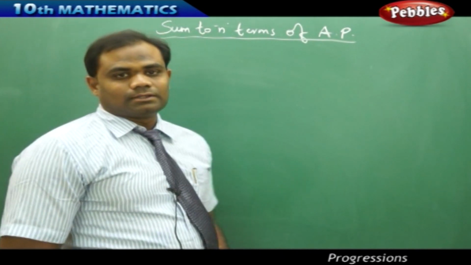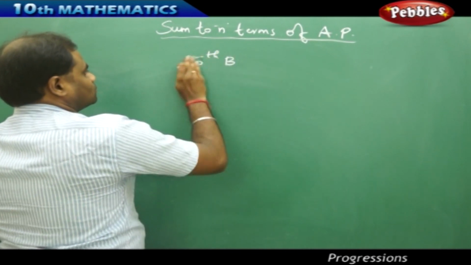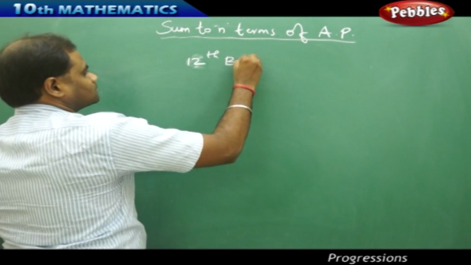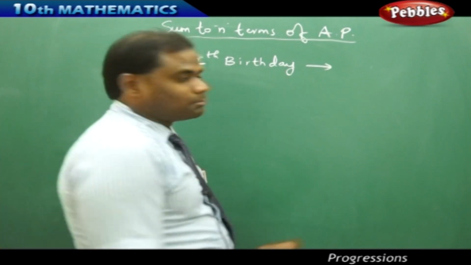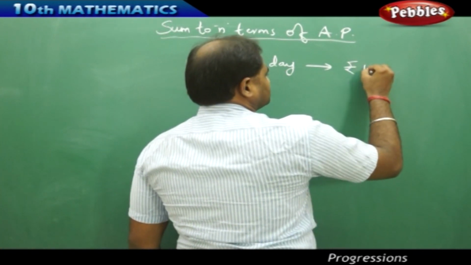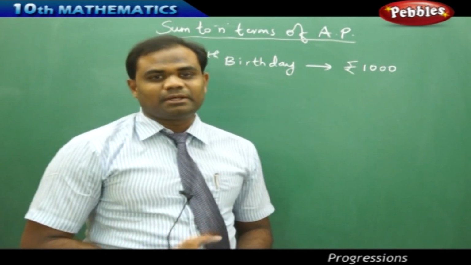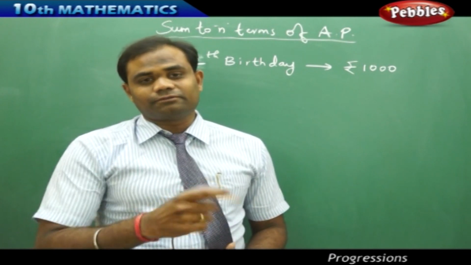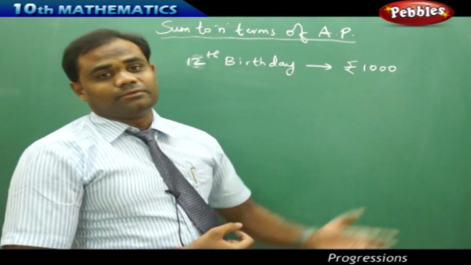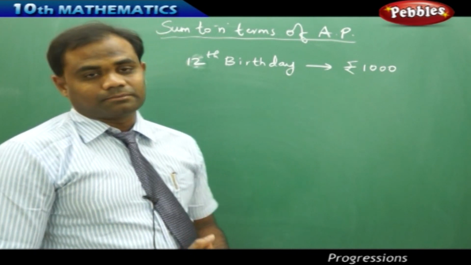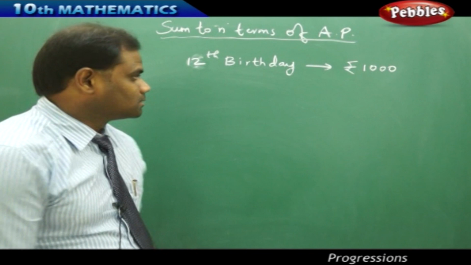Say for example, on my 12th birthday, my dad has given me pocket money of rupees 1000. And from this 12th year, my dad has been practicing giving me gift money every year on my birthday. So on my 12th birthday, my dad gave me 1000 rupees as pocket money, which I have been putting in the money kitty box.